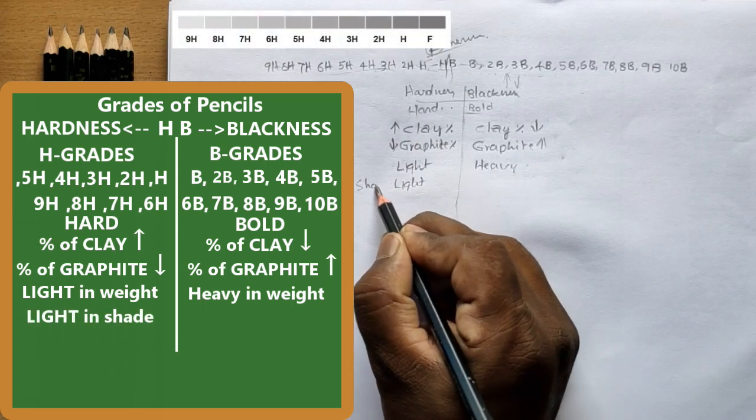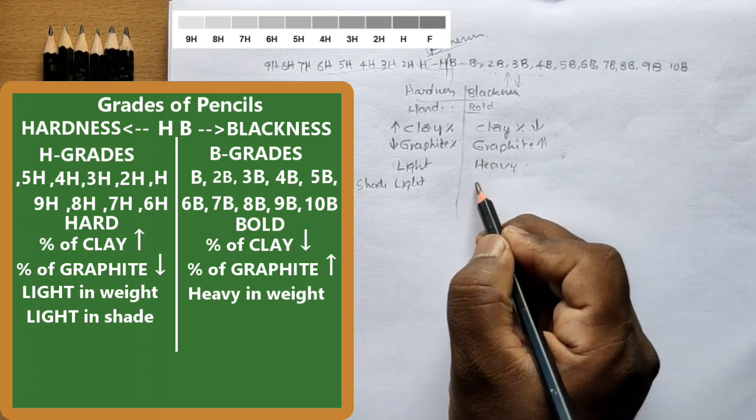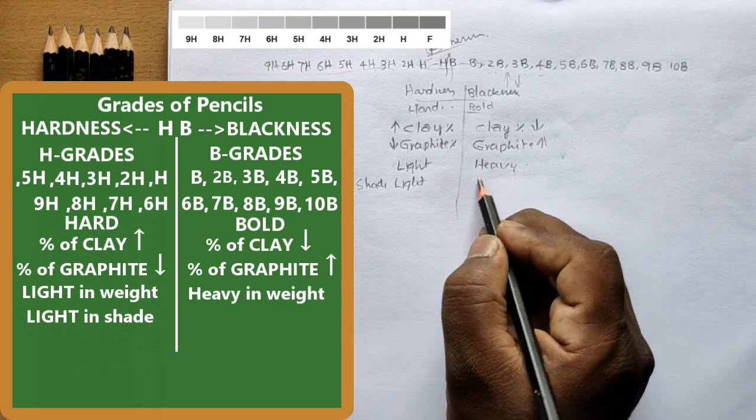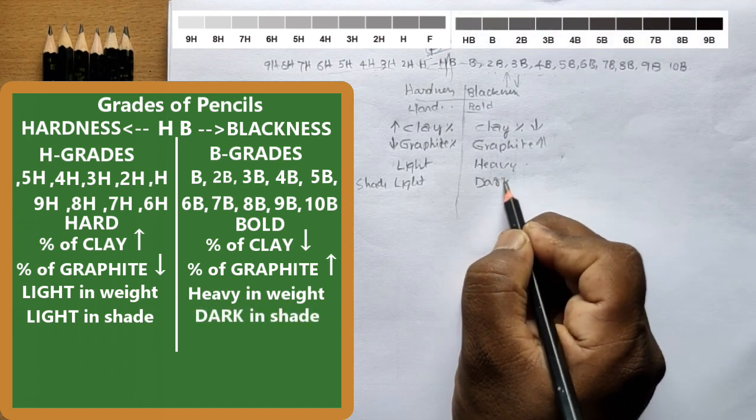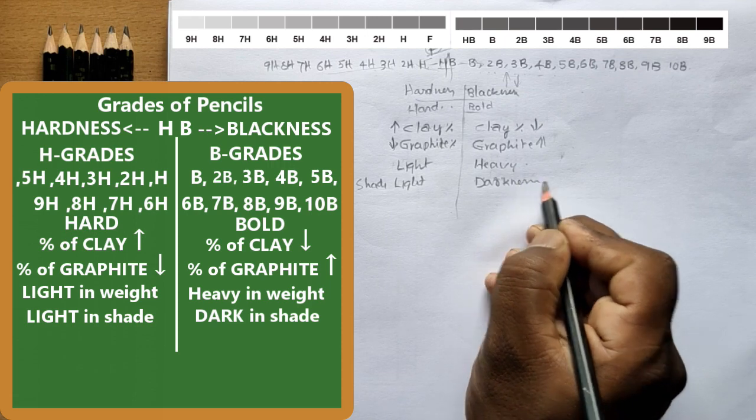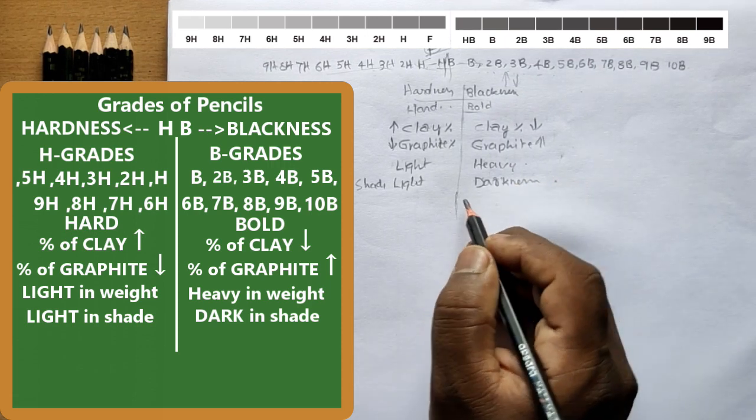Shade wise, this is light in shade. So when the graphite percentage increases, the darkness becomes more. The blackness increases, so these pencils are very dark in shade. Darkness will increase as well as blackness. So let us see a few more differences.